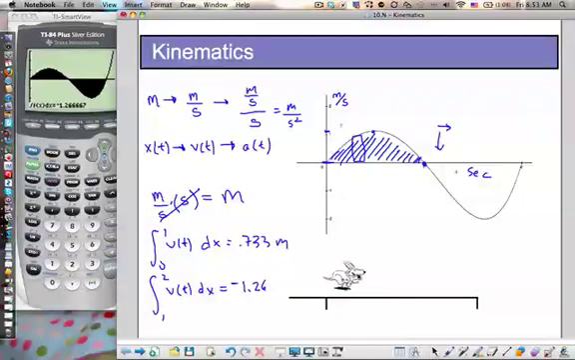So he went out 0.733 and he went back 1.26. So he went back further than he went out. Oh, right, because he started at that little mark, and he's going to go back further, about 0.5 meters further. And then, of course, we could ask you acceleration questions, and then you just find the derivative, the slope at a certain point.